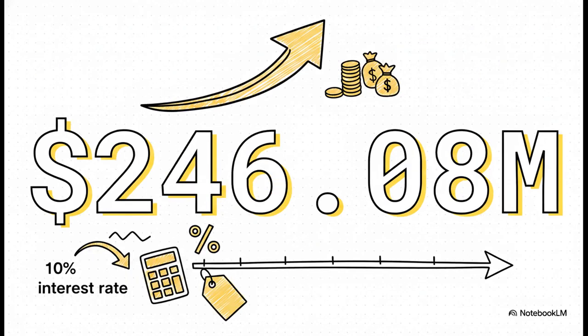And to get the future worth? Well, that's pretty simple. We just take our present worth of $152.80 million and push it forward 5 years at our 10% interest rate. And the result? The future worth of that revenue stream at the end of year 5 is a whopping $246.08 million.